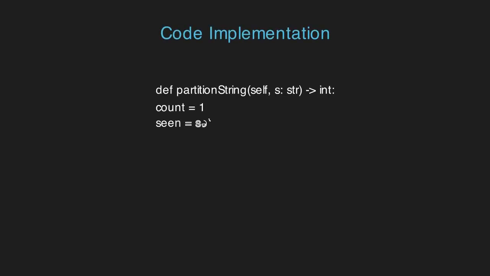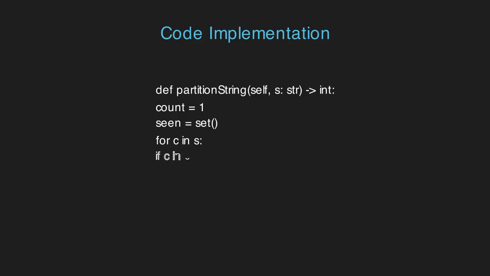Let's translate our logic into code. We start by defining our function. As discussed, we initialize our count to 1. We also initialize our seen structure. In Python, we can simply write seen equals set parentheses to create an empty hash set.